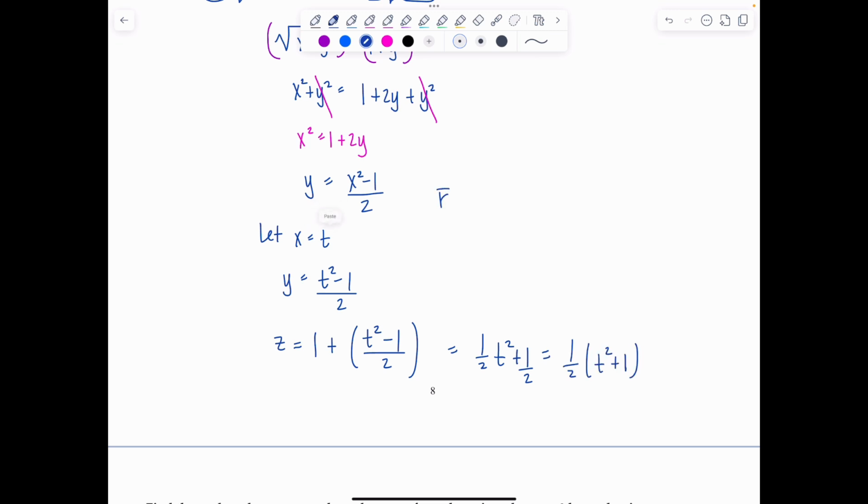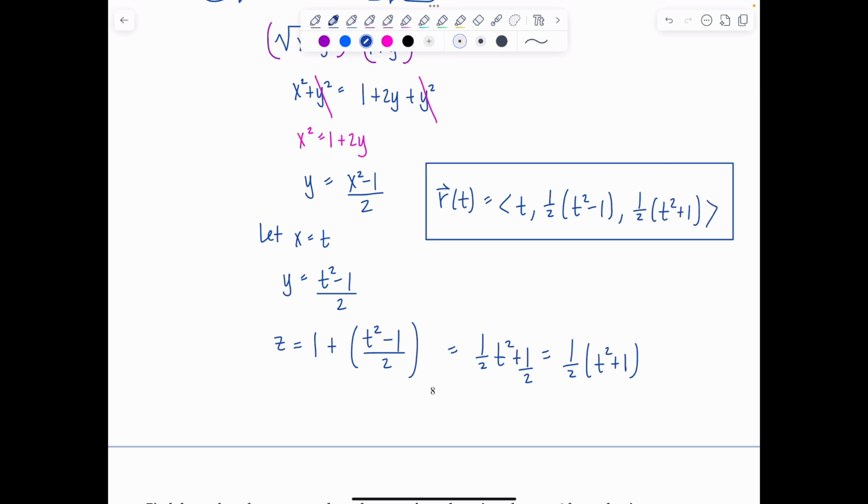Okay, so then just put it all together. So r of t is t, 1/2 times t squared minus 1, and then 1/2 times t squared plus 1. Good? Okay, perfect.